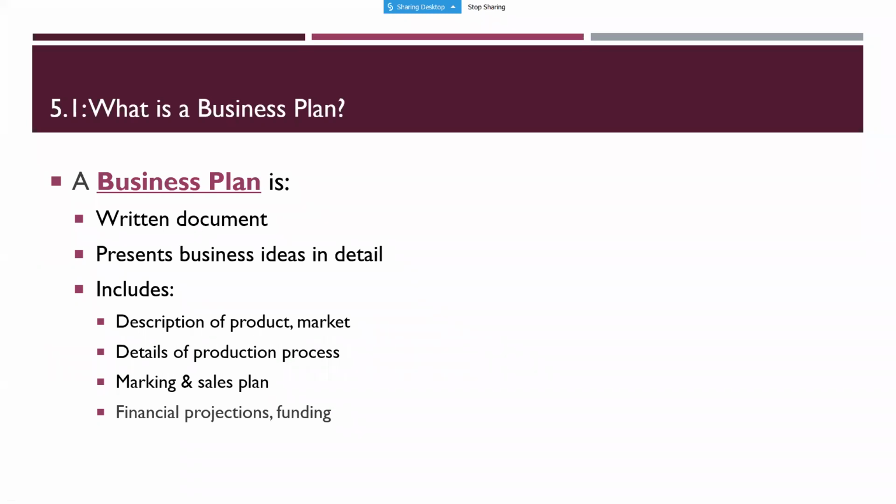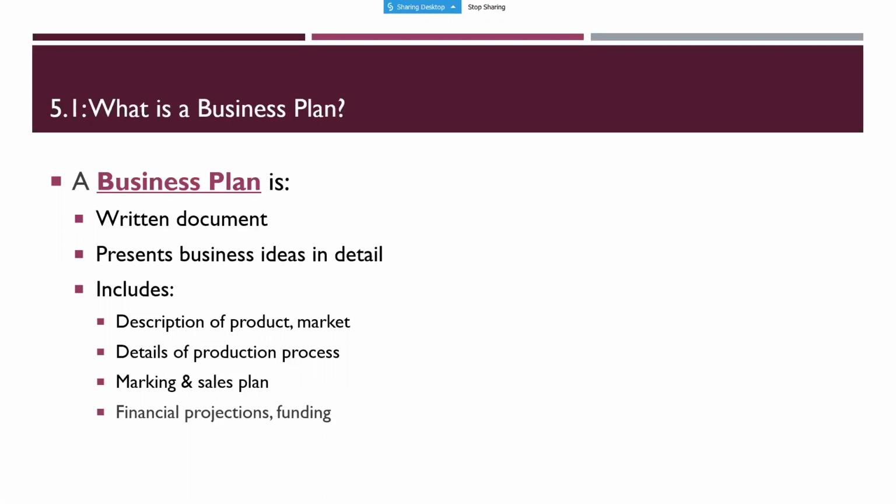The business plan, this would be page 64 of the text, is a written document that presents basically the entire business in detail: how the business got its ideas, the details on the management team, descriptions of products, descriptions of the market in depth, and details on the production process. You might have a floor plan of production facilities. There should also be a marketing and sales plan.